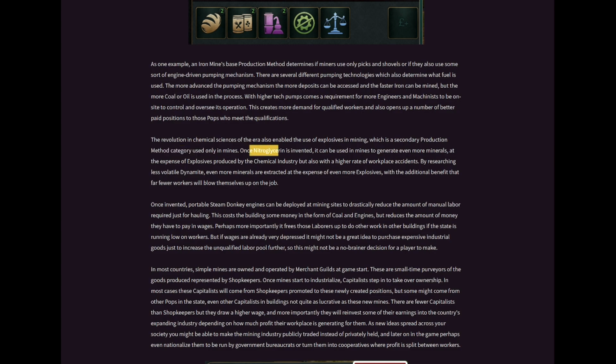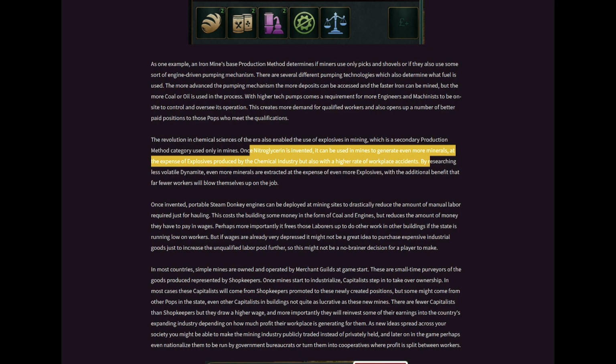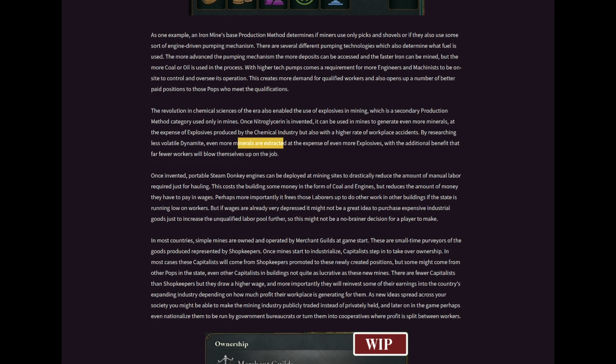Once nitroglycerin is invented, it can be used in mines to generate even more minerals at the expense of explosives produced by the chemical industry, but also with a higher rate of workplace accidents. By researching less volatile dynamite, even more minerals are extracted at the expense of even more explosives, but with the additional benefit that far fewer workers will blow themselves up on the job.